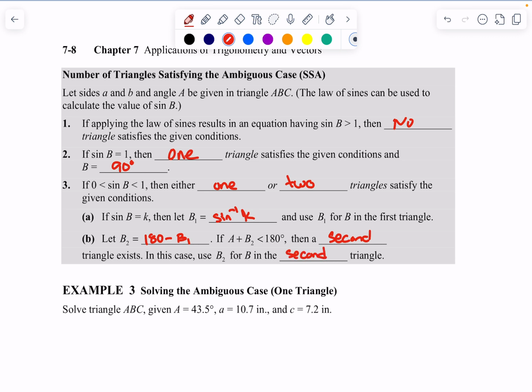That's the example that we just did. Okay, this is crucial. If 180 minus B1, if A plus that proposed second angle is less than 180, then we can make it. If it's more than that, then we're over 180, and a triangle always adds up to 180.